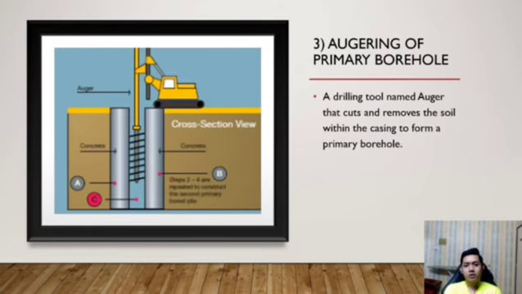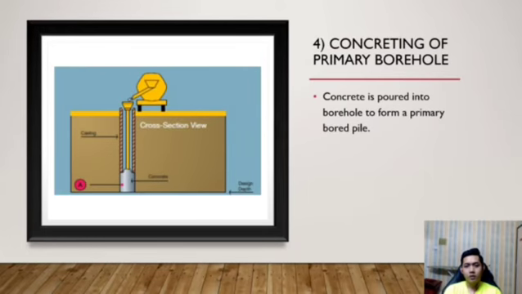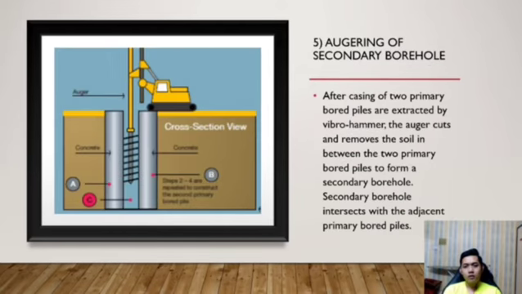The third step is augering of primary boreholes, where a drilling tool named an auger cuts and removes the soil within the casing to form the primary boreholes. Next, concreting of primary boreholes, where concrete is poured into the borehole to form a primary bored pile. Next, we go to augering of secondary boreholes.